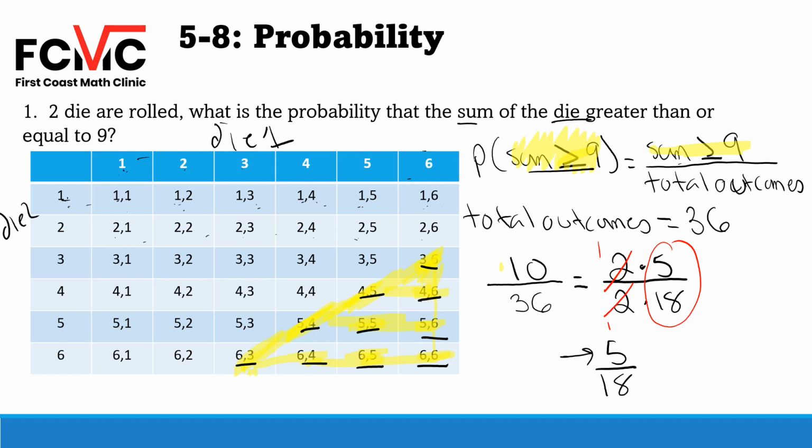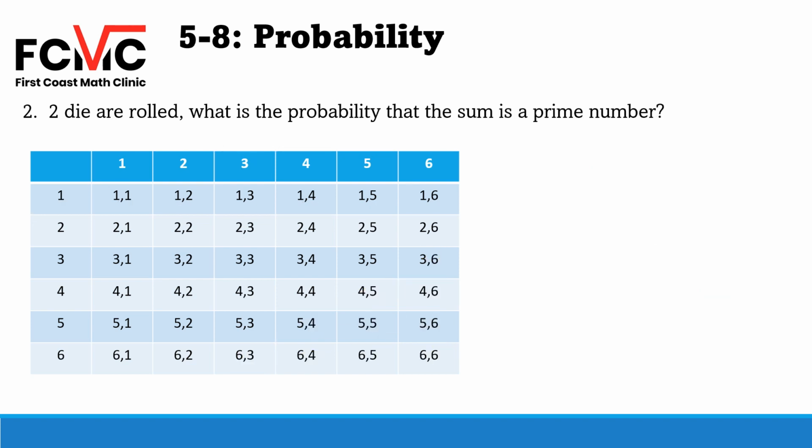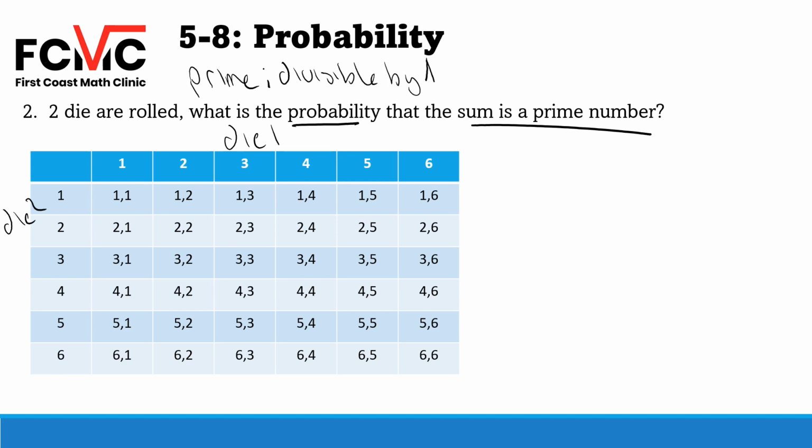All right, let's look at another example that has 2 dice rolled. Here we've got the same setup, so we've got die 1, die 2. We're looking for probability, but we want to find the probability that the sum is a prime number. So let's just review prime. Prime numbers are numbers that are divisible by only 1 and itself. If we think of some basic prime numbers, our largest sum here is going to be 12, so we don't have to go too large.